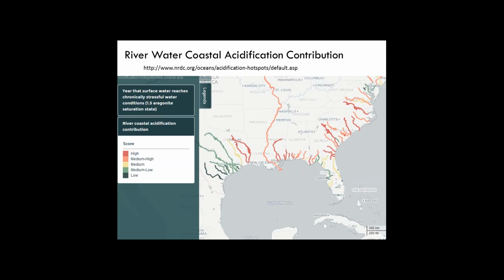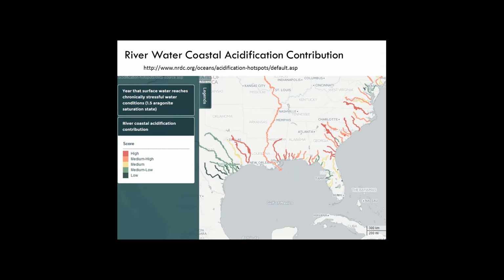What needs to happen now is every state or each region should conduct subsequent vulnerability assessments similar to this to get a more refined understanding of where they're most likely at risk and how they might be able to adapt and cope and prepare for any changes that are coming.